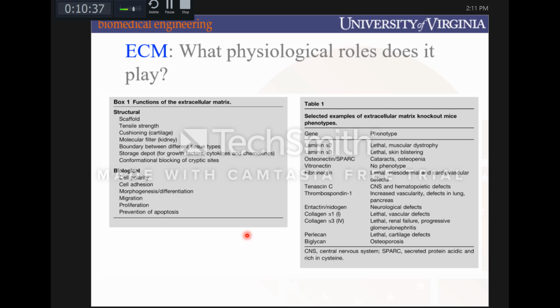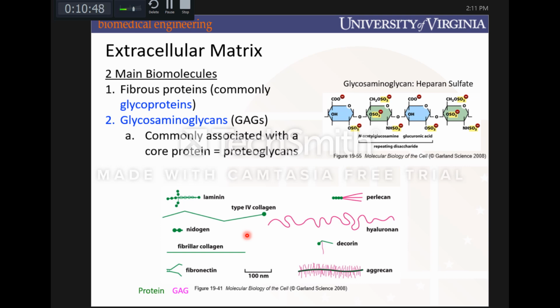So basically every structural component of your body at the macro scale, and then every cell behavior to some degree, can be influenced by the ECM. Like I talked about before, we're going to talk about two big things, the fibrous proteins and the saccharides. So fibrous proteins are also known as glycoproteins, and then glycosaminoglycans, or GAGs. And these are bioactive saccharides that are commonly associated with a core protein, which are called proteoglycans. And I know proteoglycan and glycoprotein are going to be a little confusing, but hopefully I'll repeat it enough that we'll be comfortable with it at the end of the lecture.